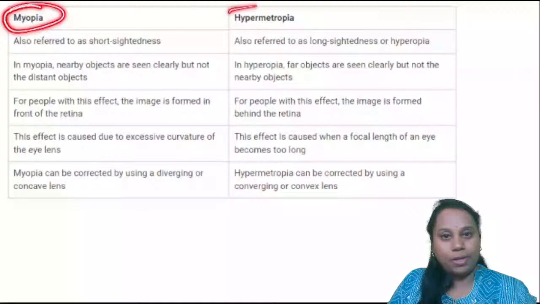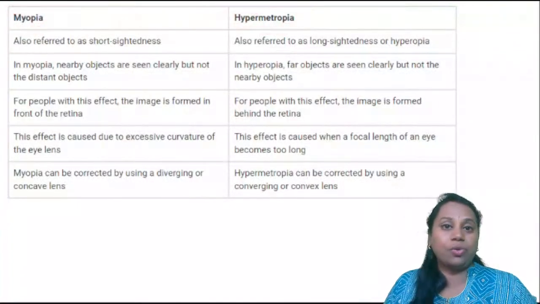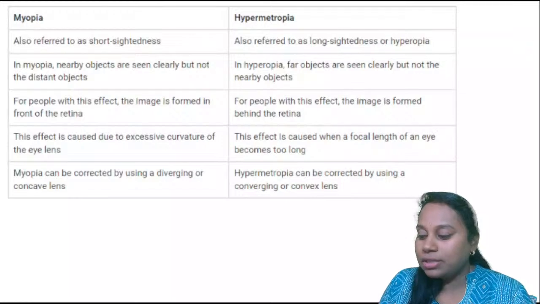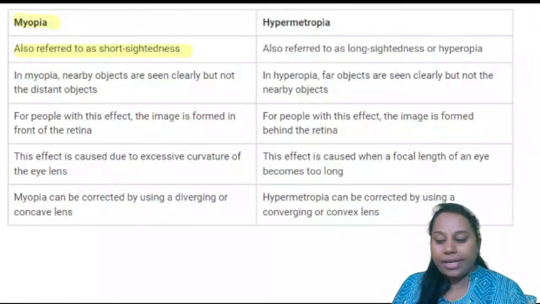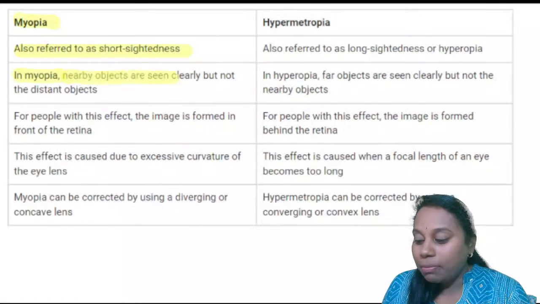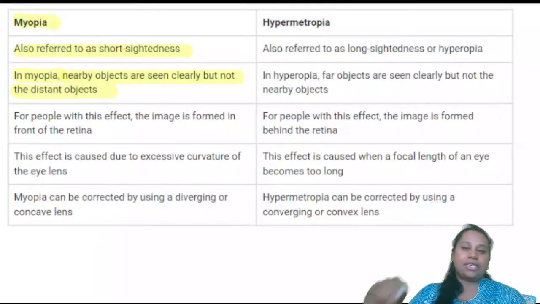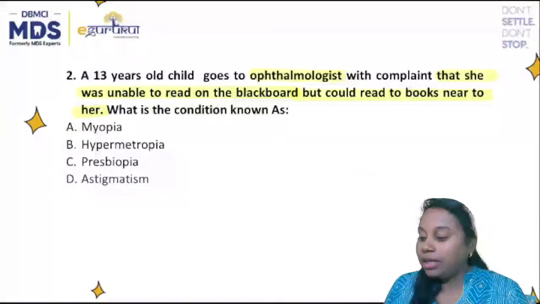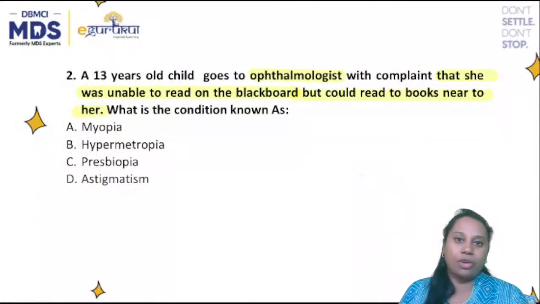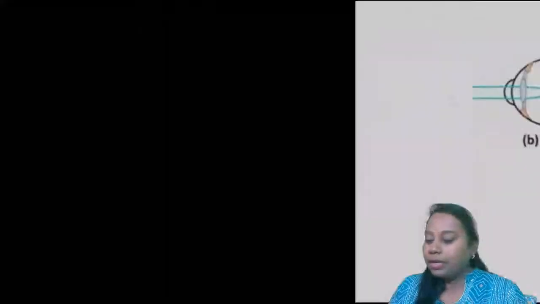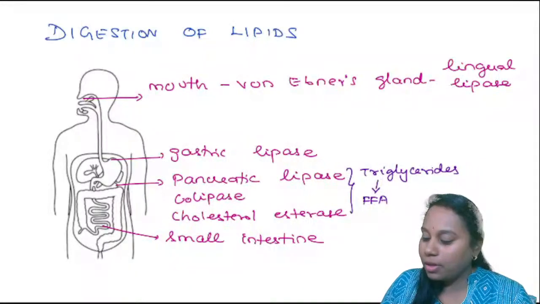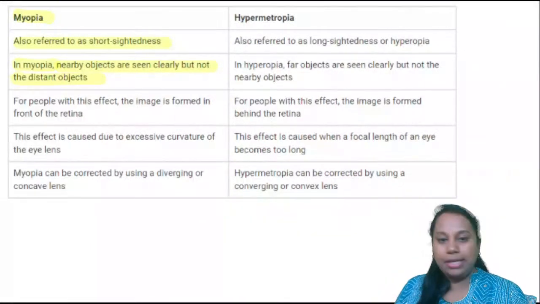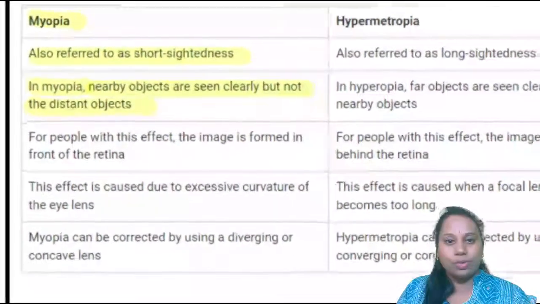Myopia and hypermetropia are two different conditions related to refractive errors of the eye. What is myopia? Myopia is also referred to as short-sightedness. In myopia, nearby objects are clearly seen but not the distant objects. See what the child is suffering from. Nearby book she is able to read, but distant object she is not able to read. So this is myopia. Near objects are clearly seen, far or distant objects not able to see.